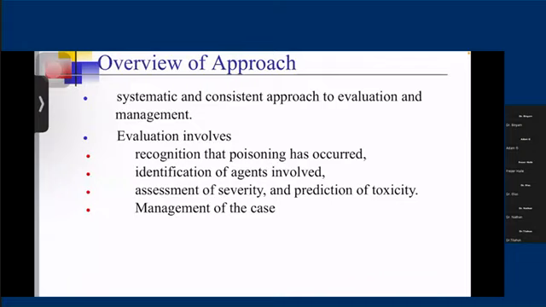Regarding the approach, the most important step is recognition. If we recognize late, the damage will happen, and by that time it will be very difficult to salvage the patient. So the most important is early recognition of the poisoning. That is the first step. And then we have to look for the agents involved, because the management depends on the agent that the patient took. So knowing the agent is the next step.